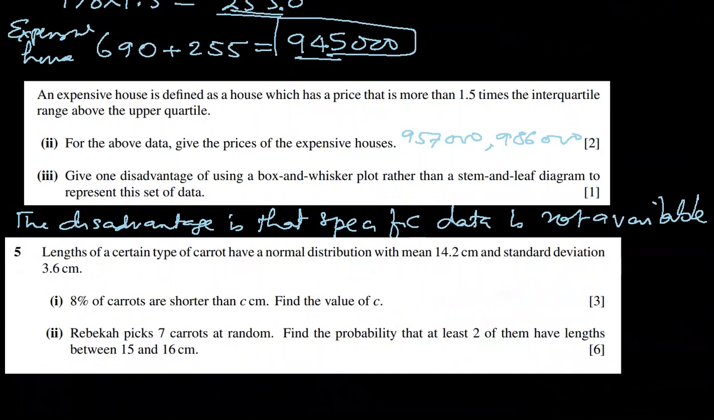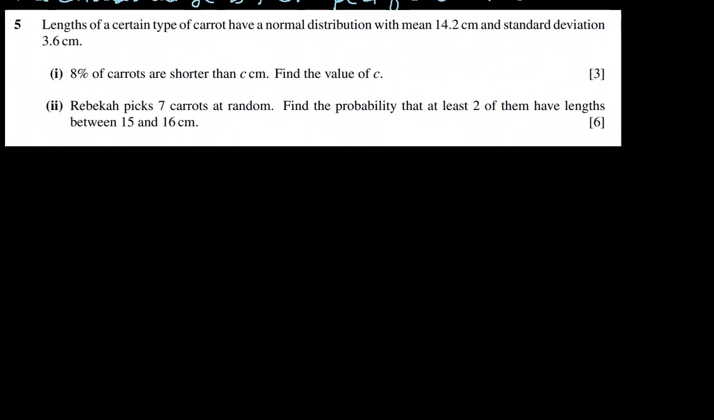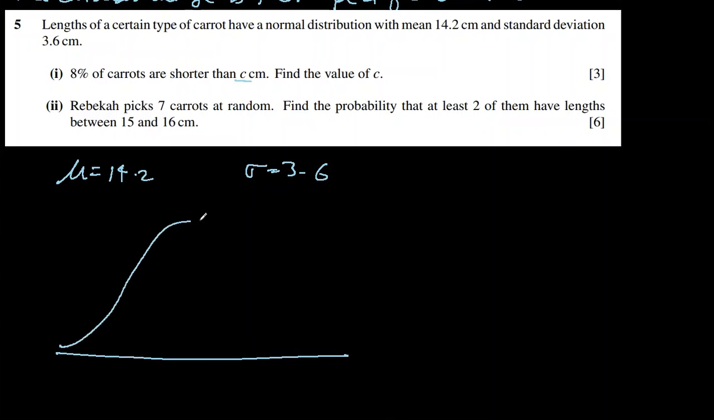Question 5. Length of a certain type of carrot has a normal distribution with mean 14.2, and standard deviation is 3.6. 8% of the carrots are shorter than C centimeters. Find the value of C. Let's try to visualize this. This is our normal distribution curve, and the lower 8% will be from here. This will be 8%. That means this data is C. They're asking us to find the value of C.